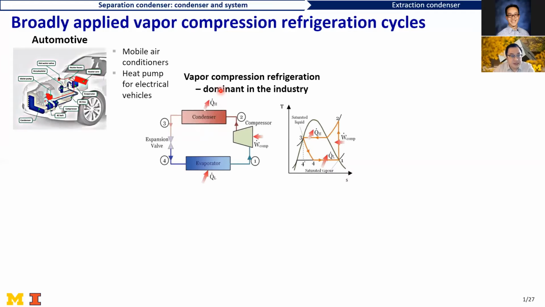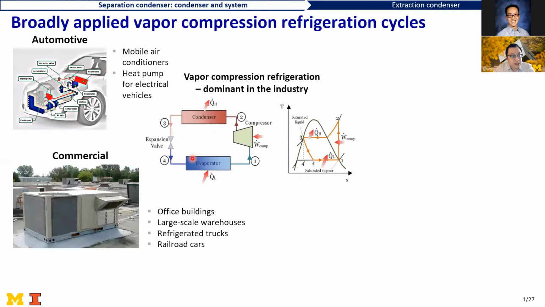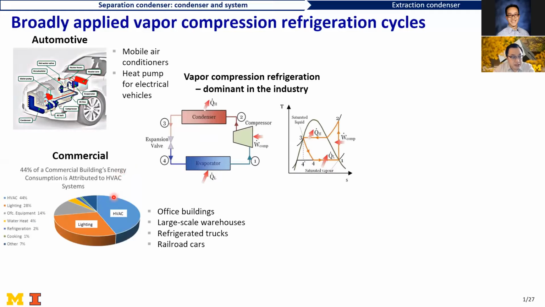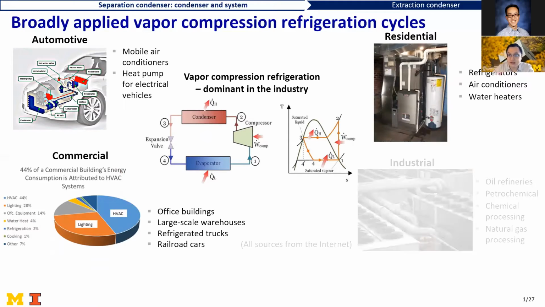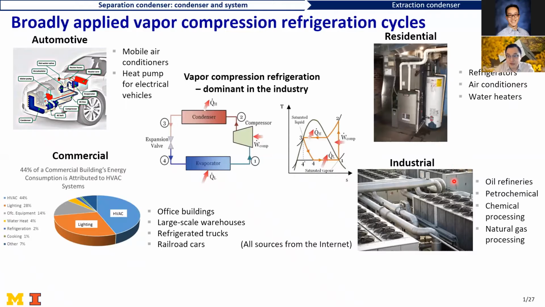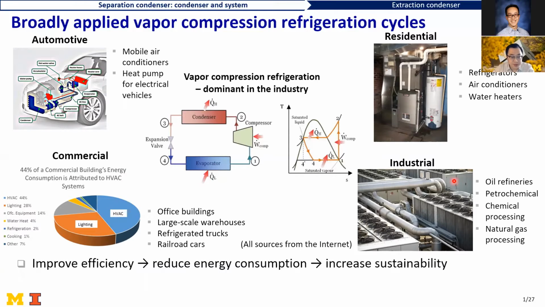So we can find its application in our cars, in our commercial buildings, where the heating, ventilation, and air conditioning system consumes the most energy. And also at our homes, we all have refrigerators and air conditioners, and also for industrial applications. Because of this giant size of the industry, even if we just improve energy efficiency for this system a little bit, it can generate great energy saving and be beneficial to the sustainability of our planet.